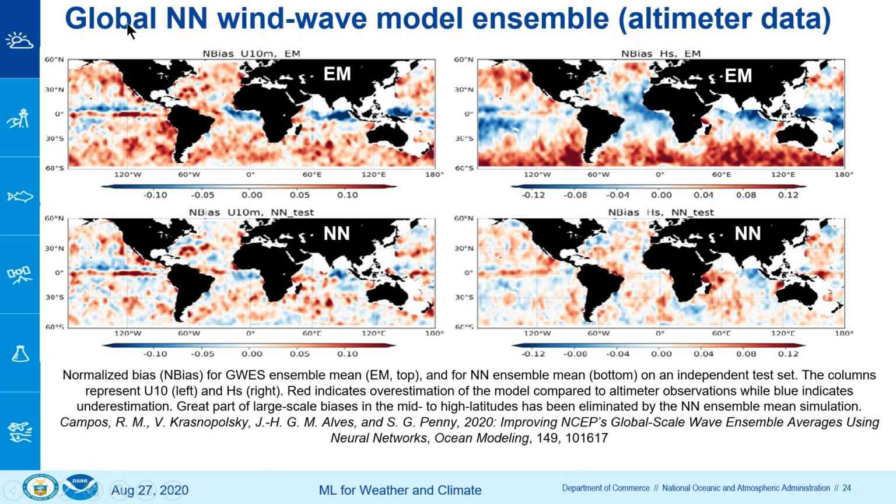So the first example which I show you is a global neural network wind wave model ensemble. We have a global wind wave model ensemble, which consists of 21 members, and the upper row shows the bias of the conservative ensemble, the arithmetic mean actually, versus altimeter data. And you can see that there are areas with very significant bias. Two variables are shown. The left column is wind speed at 10 meters height, and the right column is significant wave height. The lower row shows the neural network nonlinear ensemble. And you can see that the reduction in bias is very significant, especially in the areas where we had big biases for the conservative ensemble.